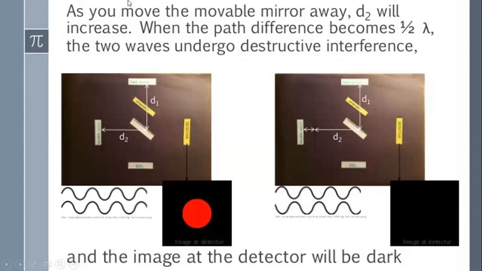And as you move the movable mirror away, we are changing the distance, increasing the distance, and when the path difference becomes half of lambda, the two waves undergo destructive interference.